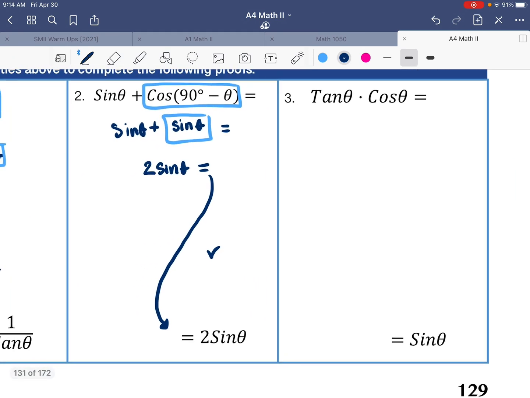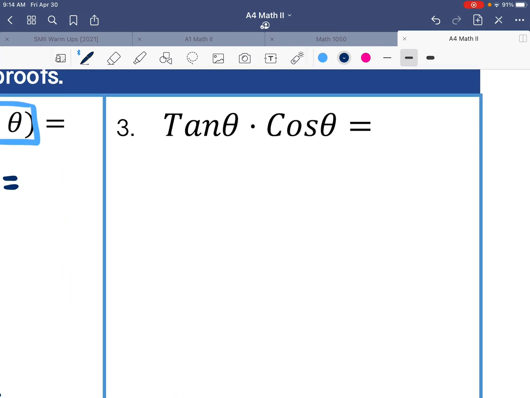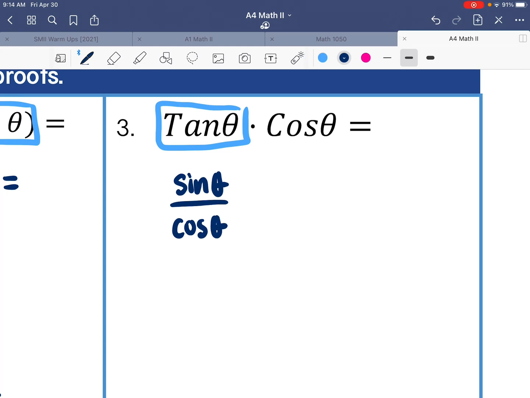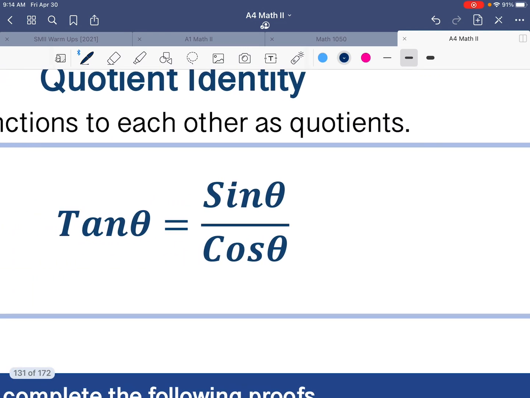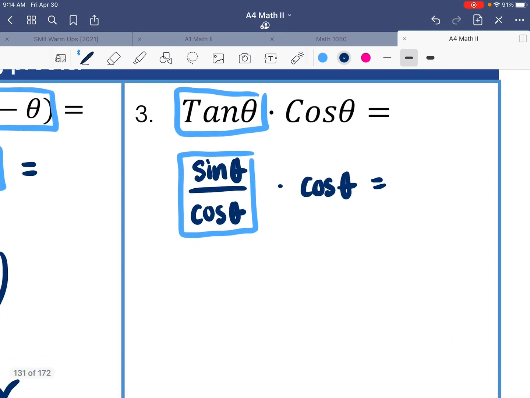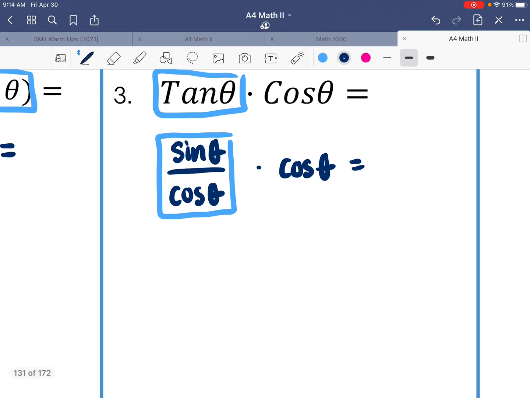Good, so hopefully that made sense to you. Now we have tangent times cosine. So I'm going to notice here that tangent is equal to sine of theta over cosine of theta. Just like that, and we still have the cosine of theta happening there. So we transformed tangent into that one using the quotient identity.